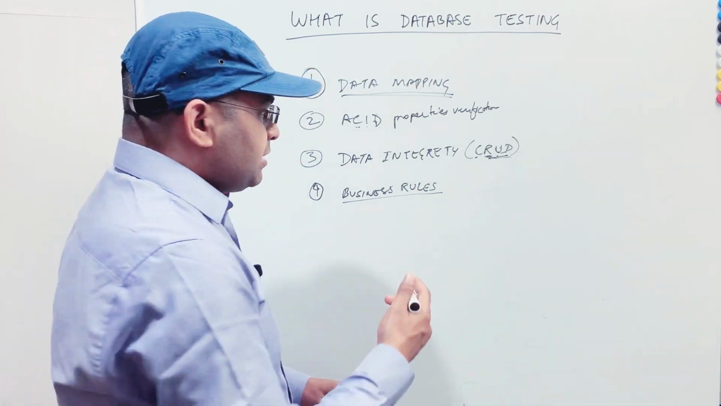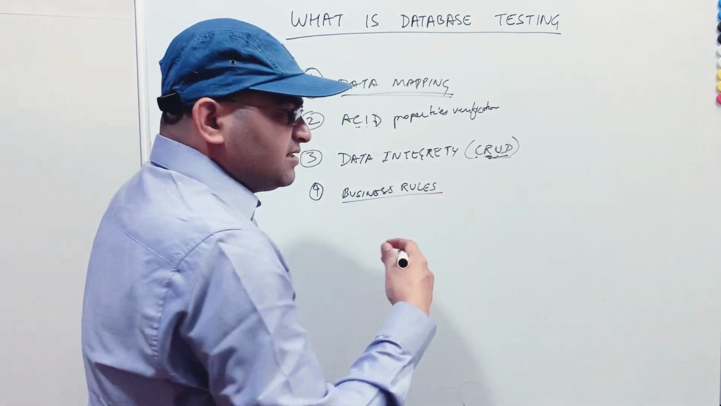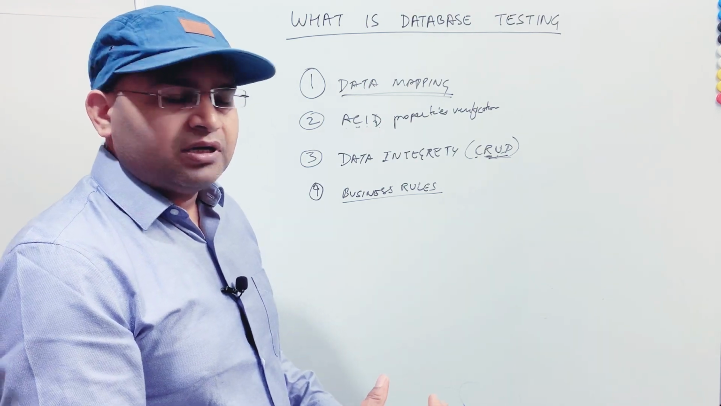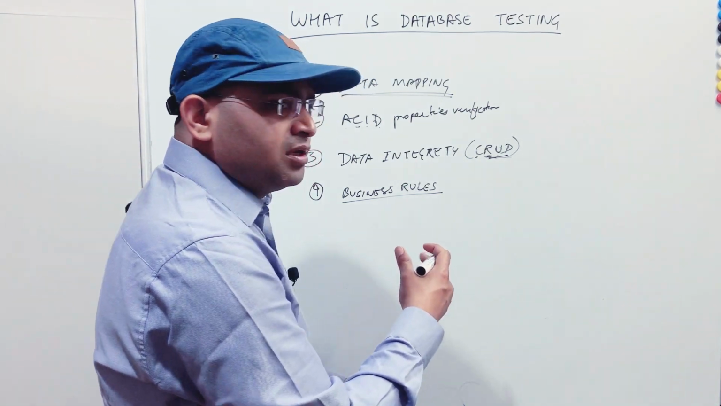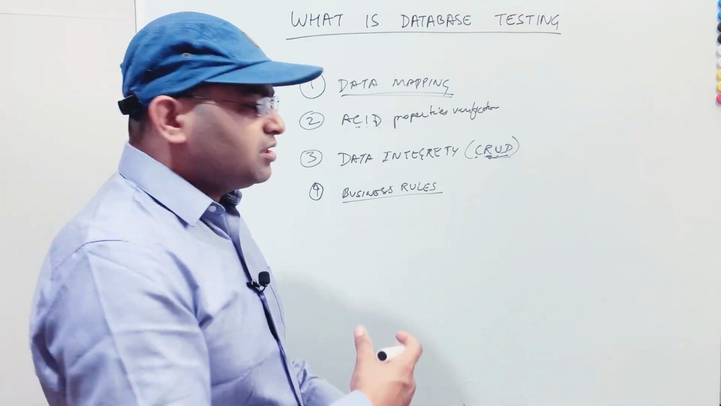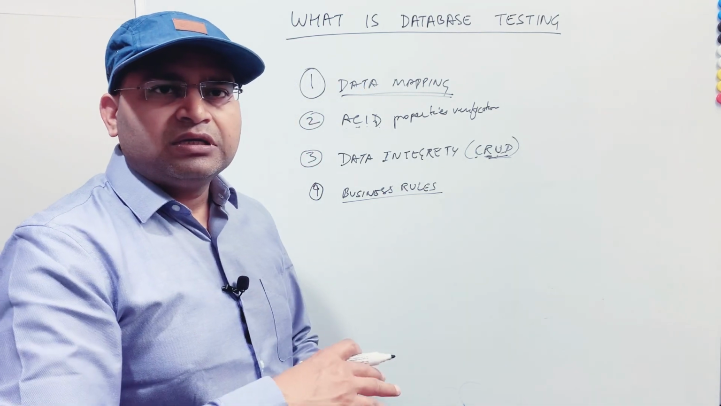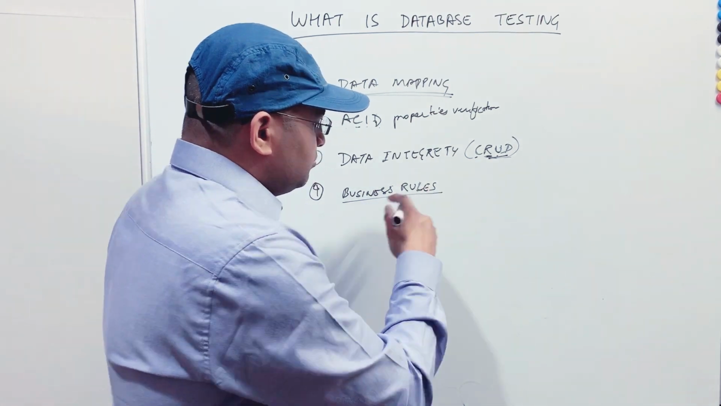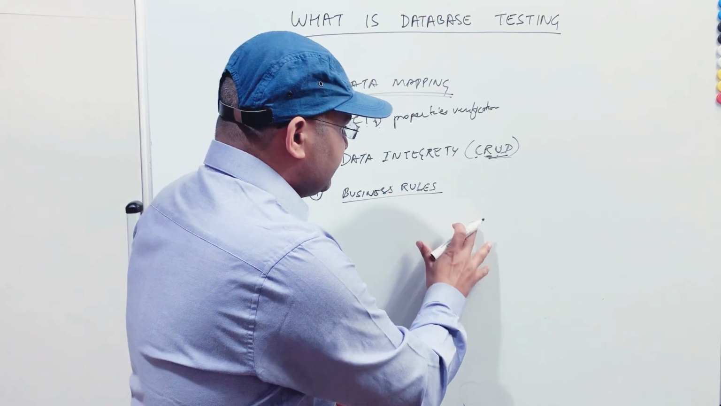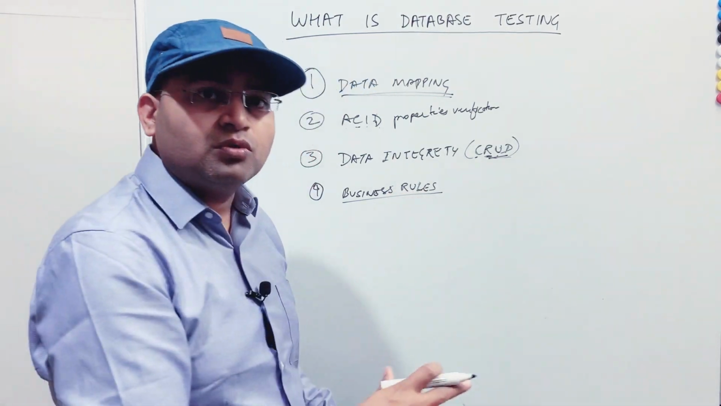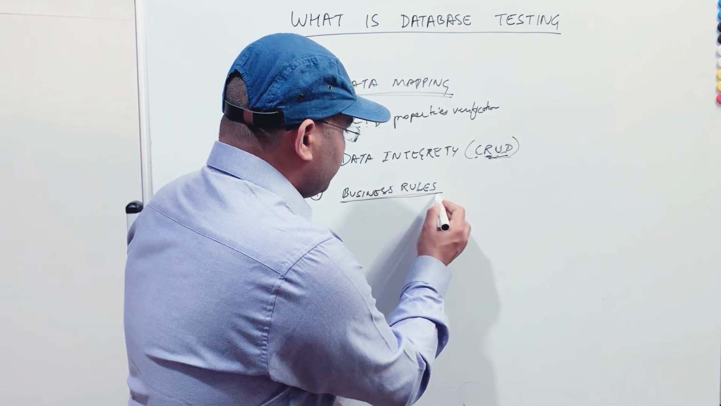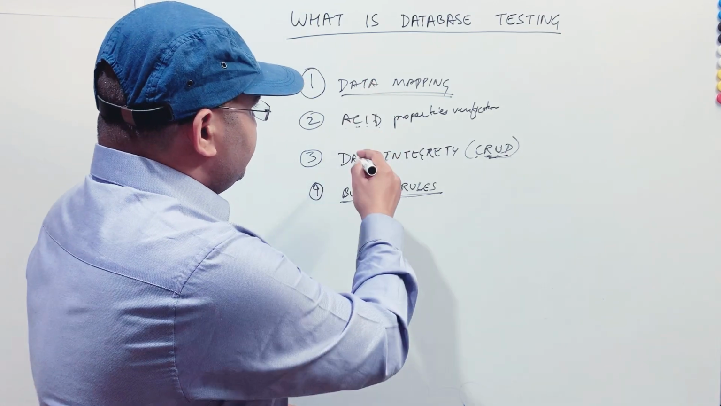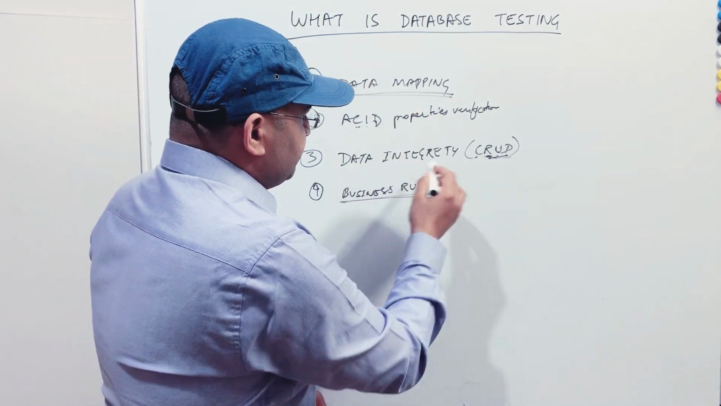So if, for example, somebody enters the discount percentage as negative, then in that particular case an error will pop up or that business rule will fail. This is just a hypothetical example that I am taking, but business logic can be implemented within the database, and when we test the business rule or business logic, that's another important aspect of database testing. All right, so these are the three important things: data mapping, data integrity, and business rule.